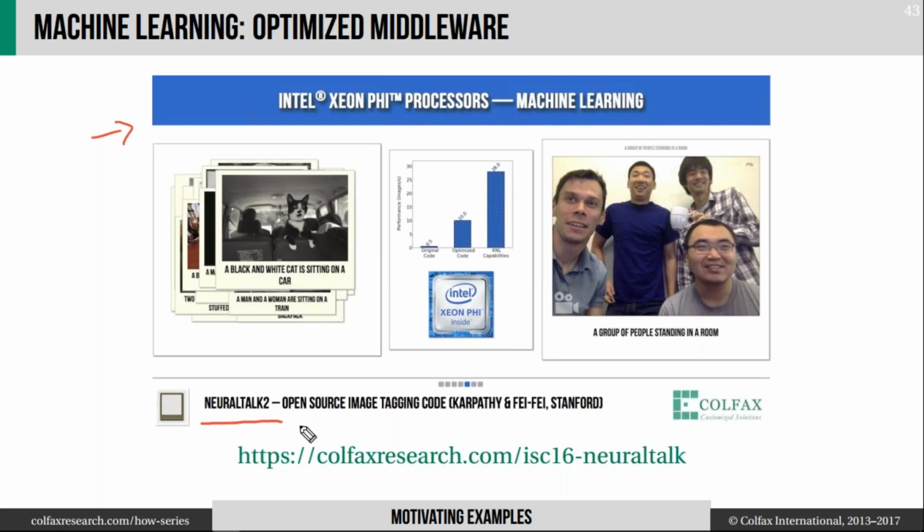It's called NeuralTalk, and this is an image tagging application. It's fun. It came with a pre-trained data set that allows you to show it a photograph, and it would describe the photograph with a sentence where it recognizes the relationships between objects. For example, this, according to the application, is a black and white cat sitting on a car. Well, on a car is not quite good, but not bad for a toy application. And you can see the man and the woman are sitting on a train, which is actually accurate.